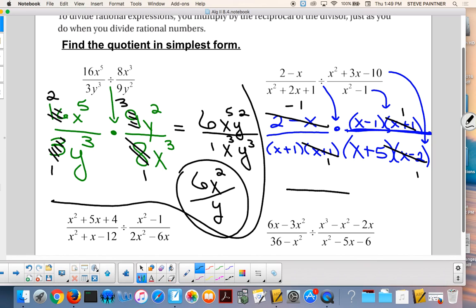So here it comes. On the top, what's the answer? Negative 1 times x minus 1. And on the bottom, you get x plus 1 times what? X plus 5. Got it. That negative 1, if you want to run it through and call it negative x plus 1, I don't care. You don't have to. Go to the bottom right, and that's it.